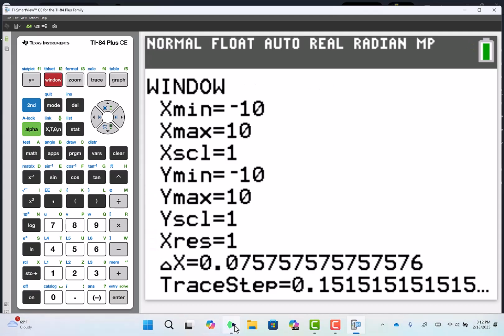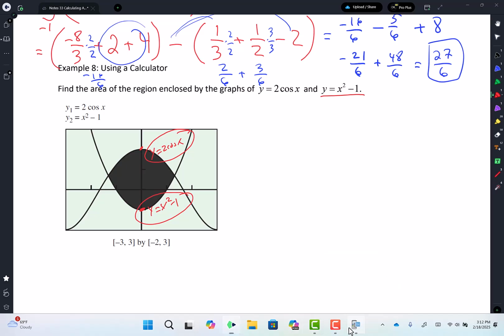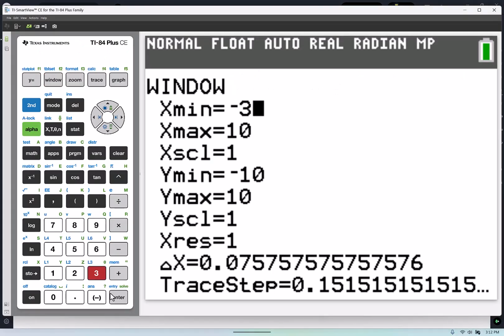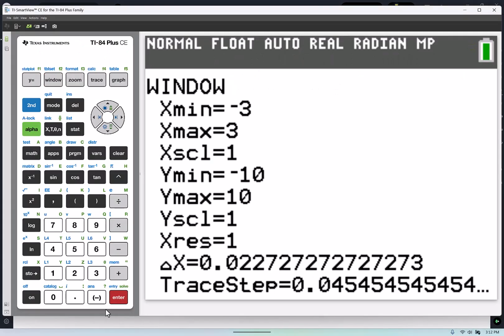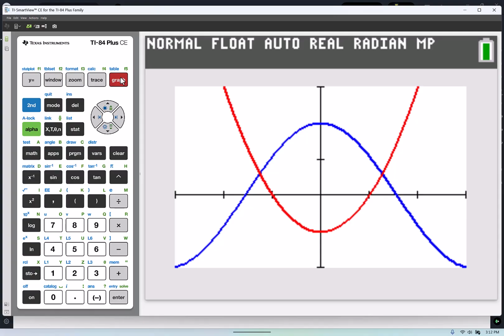I'm going to make my window like this. Negative 3 to 3 in your x, negative 2 to 3 in your y. So I'm going to click window, negative 3 to 3 in the x, and negative 2 to 3 in the y graph. So here it is. Did yours graph that? Okay.